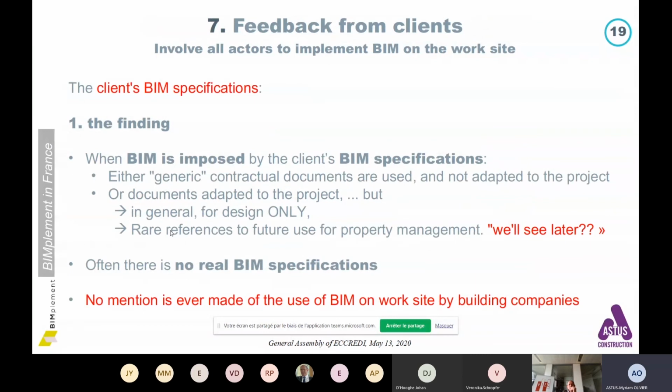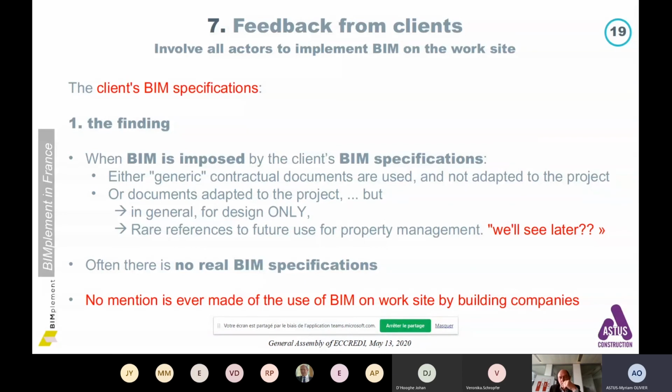We also had feedback from clients and from project managers. What we saw in the very beginning of the project, we thought that our focus was only building companies, but it appears that all stakeholders have to be involved if we want building companies to be involved in the BIM process. And the client has a really important role, and can really be the motor of the whole process, because it can impose means to be implemented during the design phase, but also the execution phase.